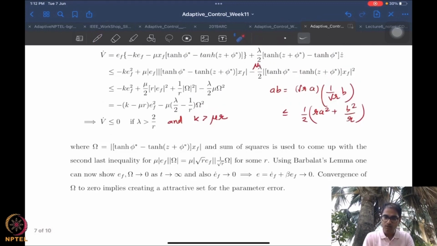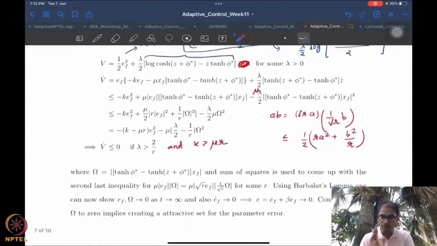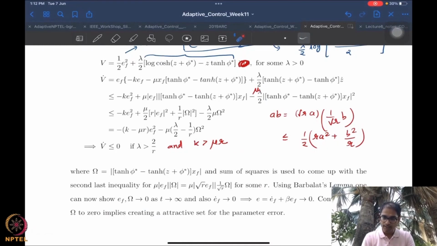Now, one of the important questions to ask is, why did we need the lambda? Why did we put the lambda here? Remember one thing: even though we get this nice term, this is not a negative definite V dot. Because V was a function of ef and z, and it's not very clear that this term is negative definite in z, because there is an xf also. So negative definite with respect to z is not clear here. So this is at best negative semi-definite only.